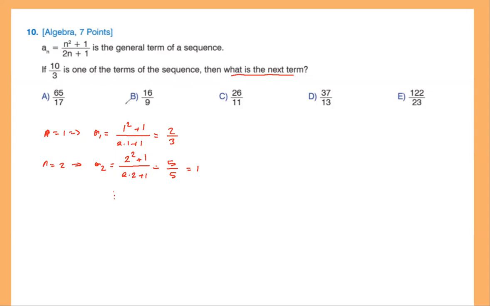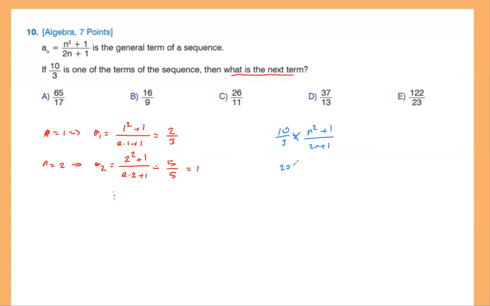But here's what we can do instead. We are told this is one of the terms, right? Then that means when you plug n into this expression, the result will be this. Let's say that's the nth term. So then I will say 10 over 3 is one of these terms, which is equal to n squared plus 1 over 2n plus 1. And if you were able to get this, but you couldn't solve this equation, you can still use the first approach I mentioned. But let's do cross multiplication now.